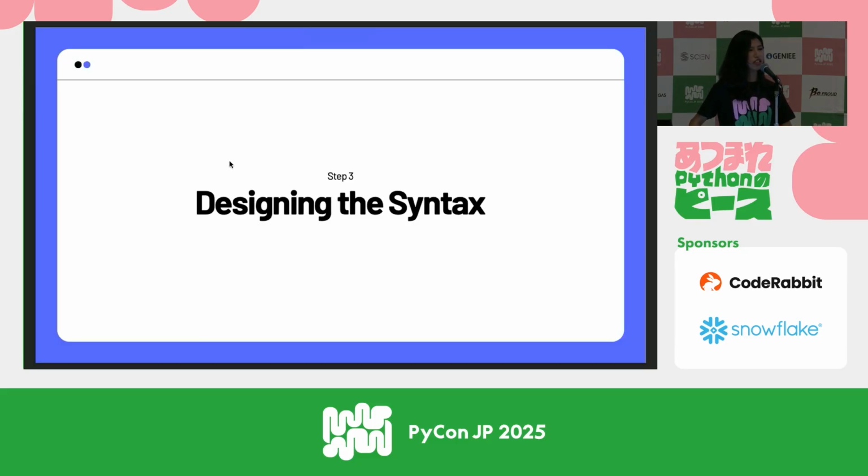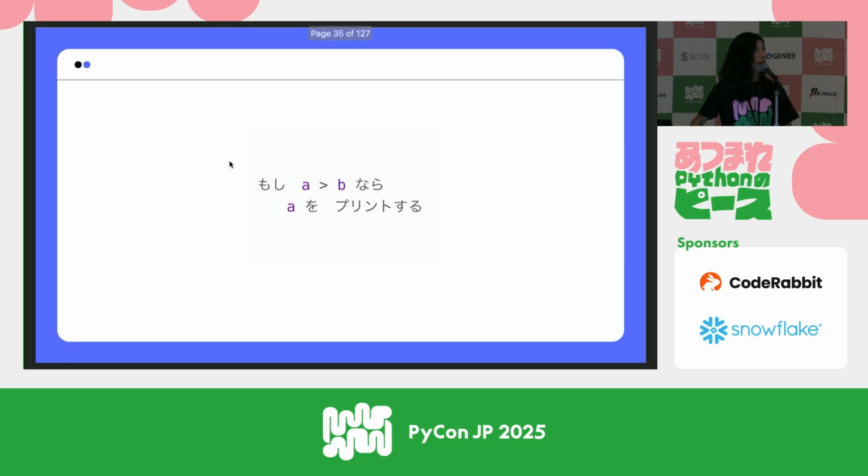Step 3, we're going to design the syntax. This is where I spend most of my time, brainstorming. So I was like, OK, how about this? Basically, I was directly translating the Python syntax to Japanese. I was like, OK, that's a good start. But it's like, OK, but you're basically just translating. There's nothing interesting about it.